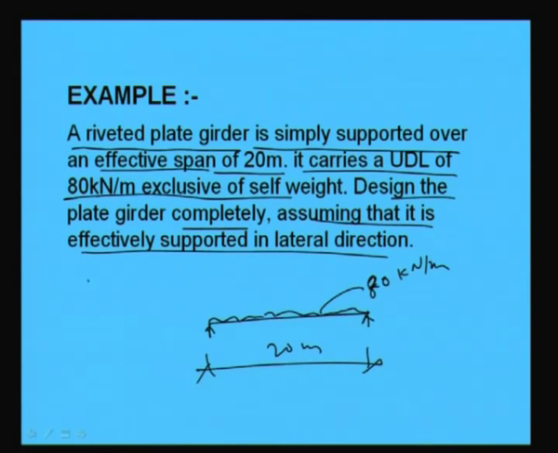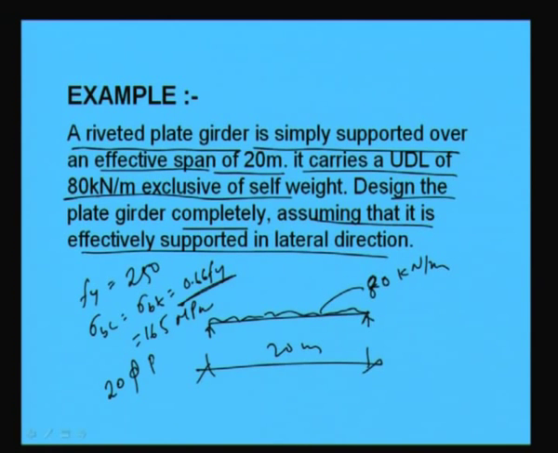That means, let us consider Fy equal to 250. So, sigma Bc will be equal to sigma Bt, which will be 0.66 Fy, right. That means this will become 165. So, these are the things we are assuming. Another thing is, say we are using 20 diameter rivets, power driven rivets, right. These are the things we are going to use.